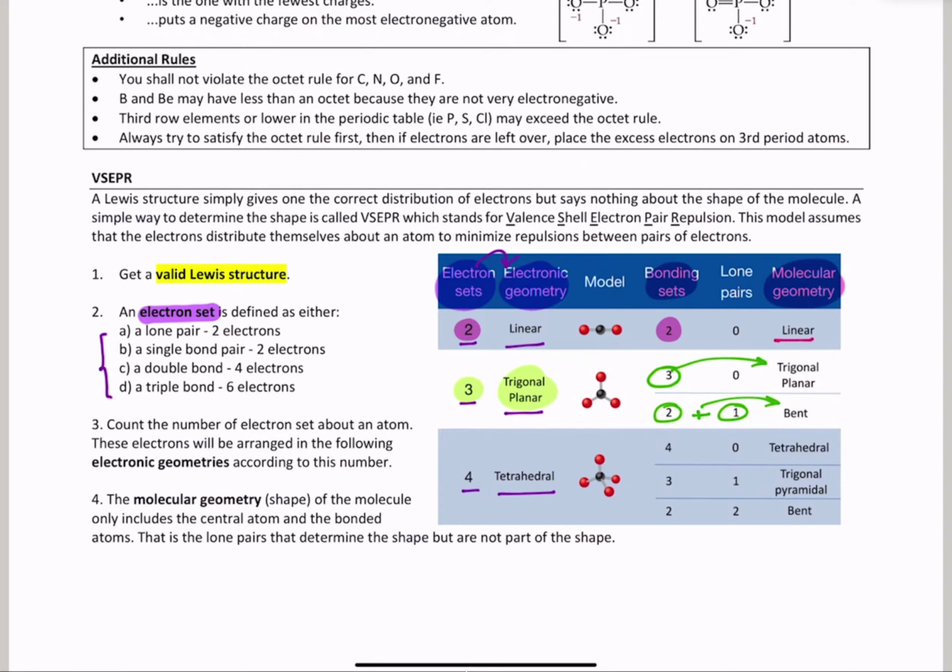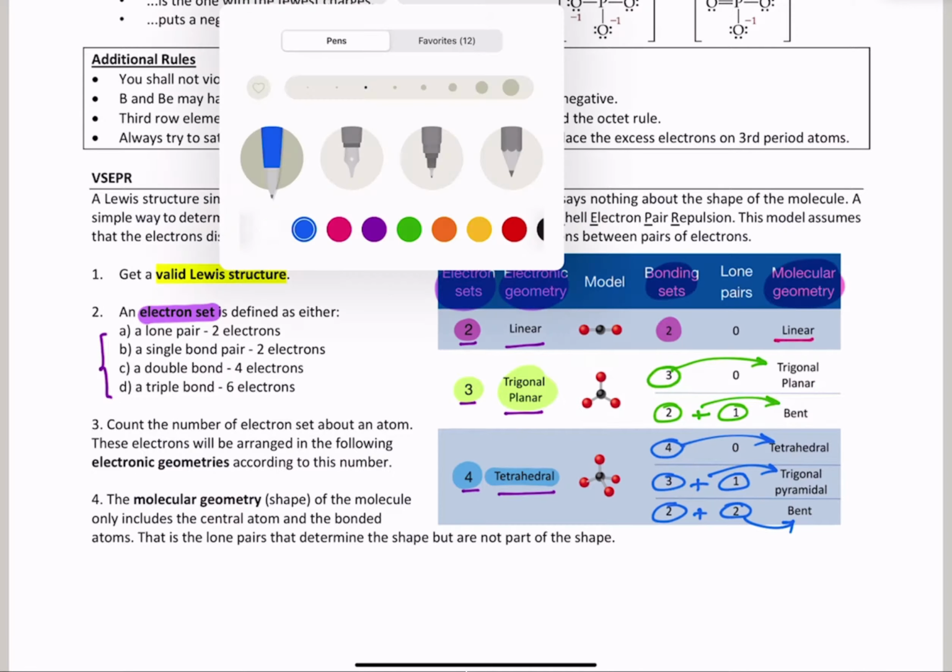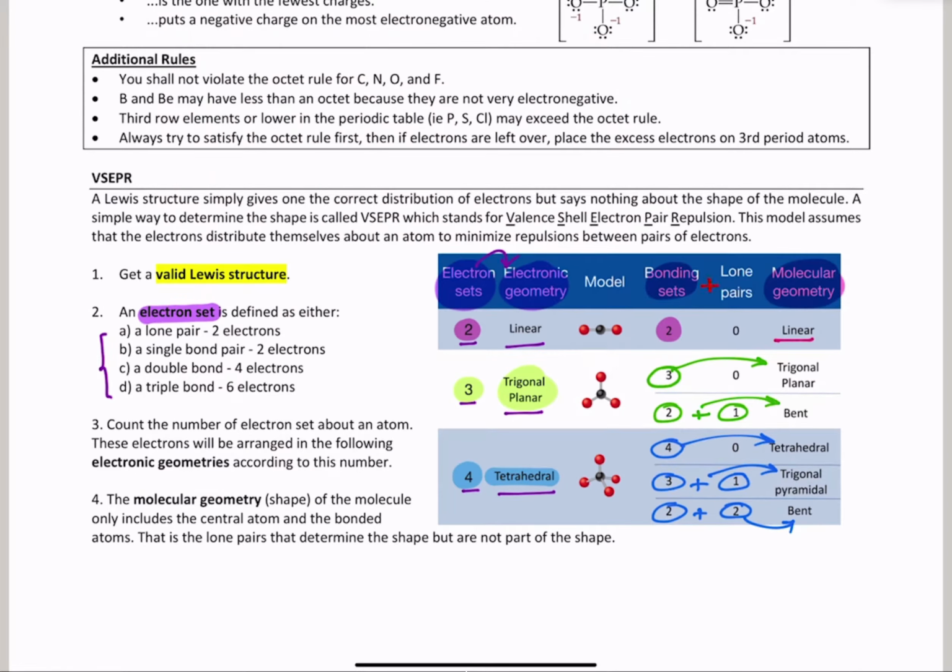shape. If I go to tetrahedral now, 4 electron sets give me a tetrahedral electronic geometry, and if all 4 sets are bonding and none are a lone pair, I get a tetrahedral shape. If 3 are bonding and 1 is a lone pair, I get a trigonal pyramidal shape. And if I have 2 bonding and 2 lone pairs, I get the bent shape. Notice that when I add my bonding sets to my lone pairs, my total is equal to the number of electron sets. Okay, so now let's go to the worksheet.